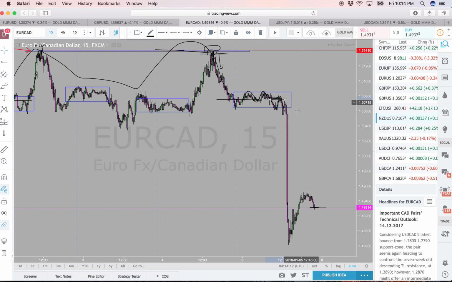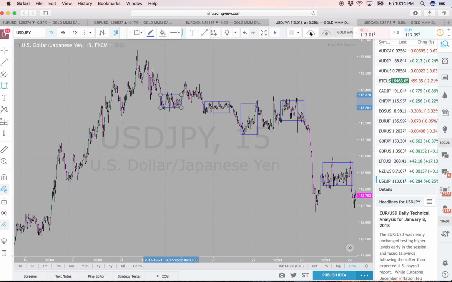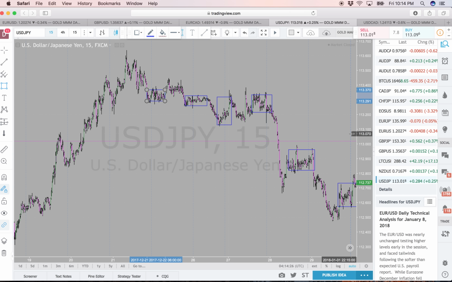Not micro pips, that's 100. In one candle, it dropped 120 pips. Gold, USD JPY.